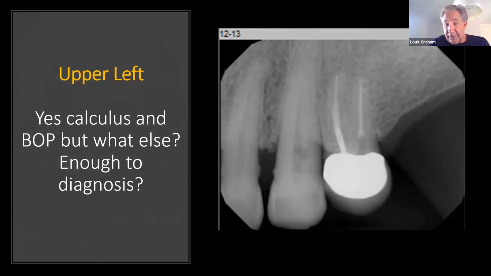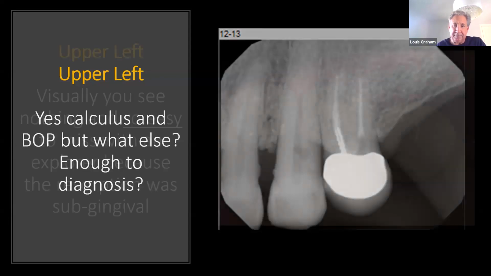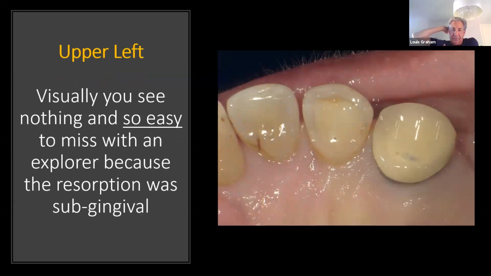Well, I can tell you what you see on the canine. There's resorption right in the middle. You don't know whether it's buccal or lingual, internal or external, but there it is. And I don't think anybody caught it, but there it is on the x-ray. But you're still guessing, where is it? You can't see it. We couldn't see it. That's the clinical view. You couldn't see the resorption at all.